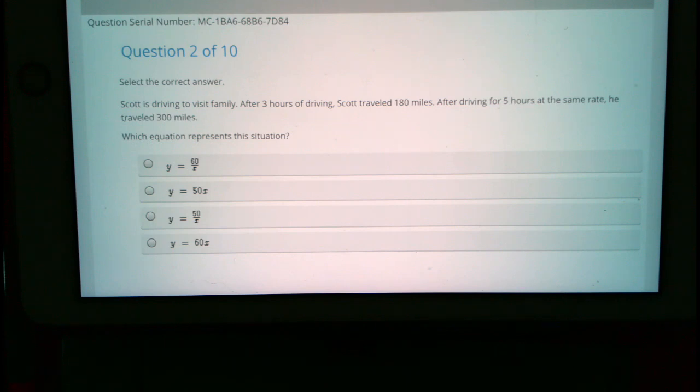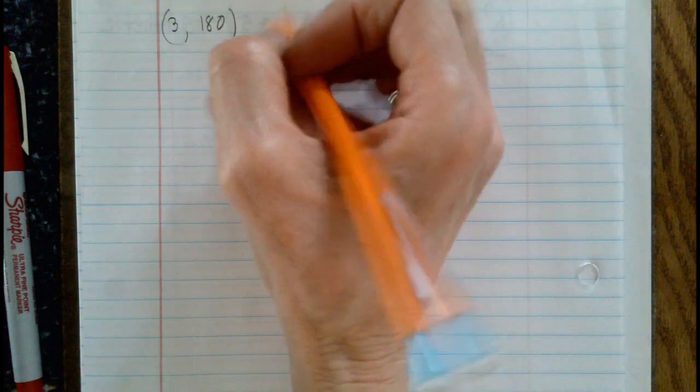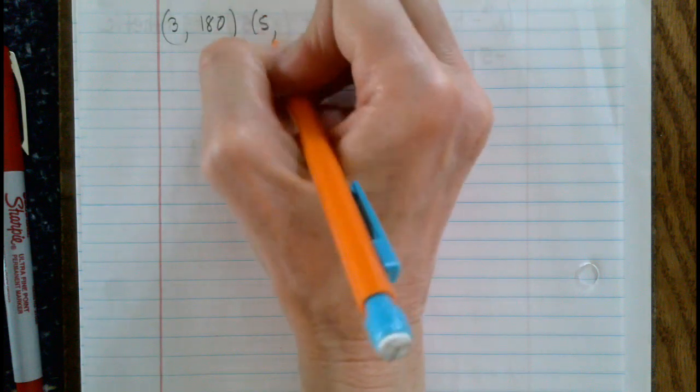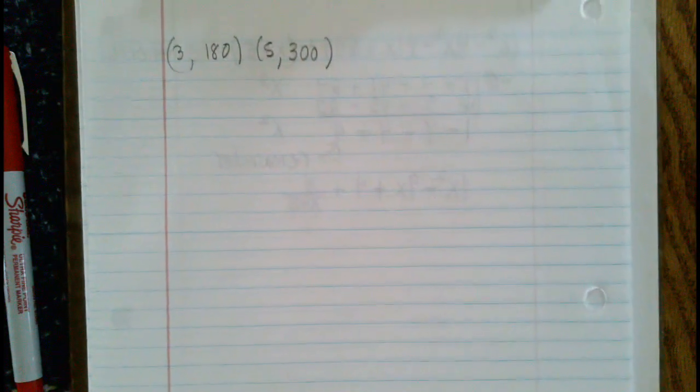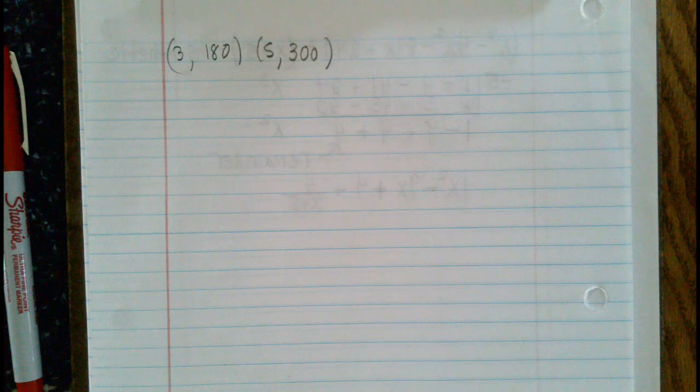So I'm going to take the information that we have. Once again, hopefully you paused the video or have written it down yourself. But it says after 3 hours, Scott has traveled 180 miles. And after driving for 5 hours, at the same rate, he has traveled 300 miles. So let me adjust my paper so that you can actually see the problem here.